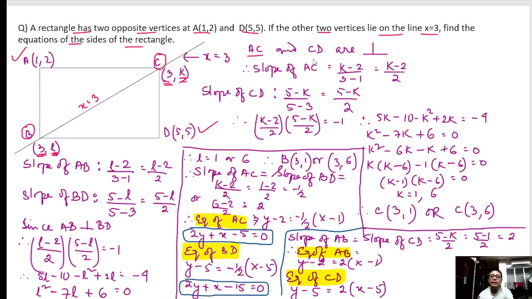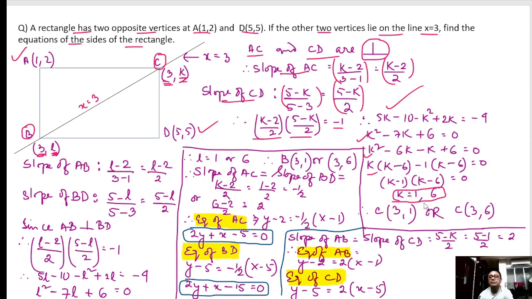Okay, so it is a rectangle, so AC and CD have to be perpendicular. So the slope of AC I will find, and the slope of CD I will find. They are perpendicular, so M1 M2 is -1. Solving, making it a quadratic equation, we get the values of K as 1 or 6. Clear? That means the coordinate of C can be (3, 1) or (3, 6).